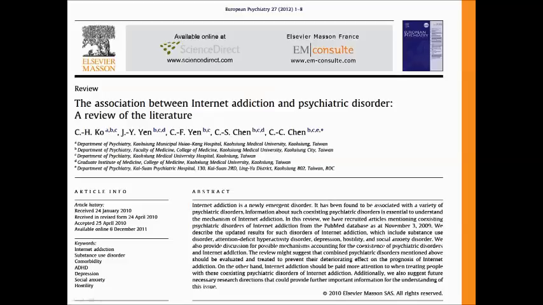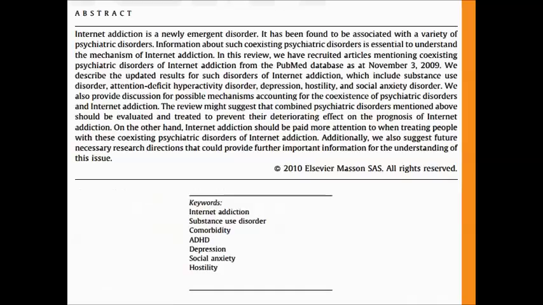What I want to focus on, though, is not all this information. I want to focus on the abstract and the keywords. So that's what's on this slide here. Now, in 169 words, I pasted it into Word and did a word count.